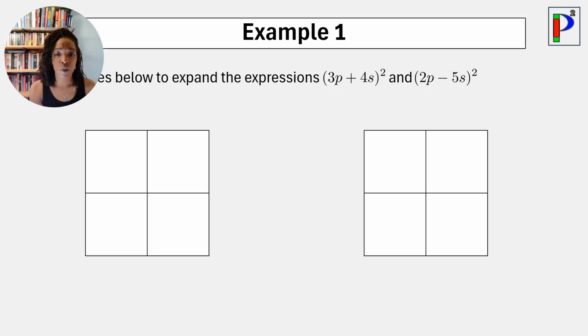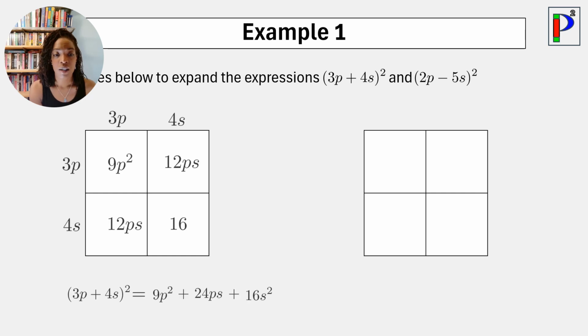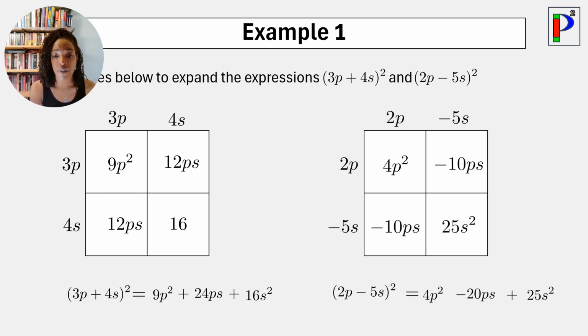Example 1 is review. I need to expand (3p + 4s)^2 and (2p - 5s)^2. Pause and restart the video when you're ready to go through the answer. I'll give it a go. Okay. (3p + 4s)^2 is 9p^2 + 24ps + 16s^2, and (2p - 5s)^2 is 4p^2 - 20ps + 25s^2.